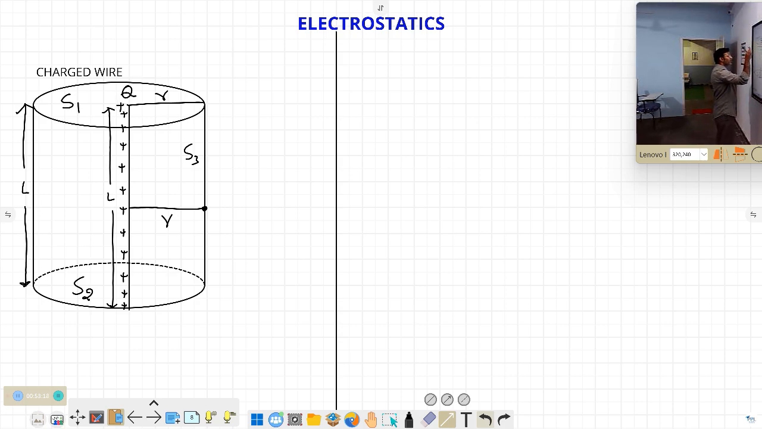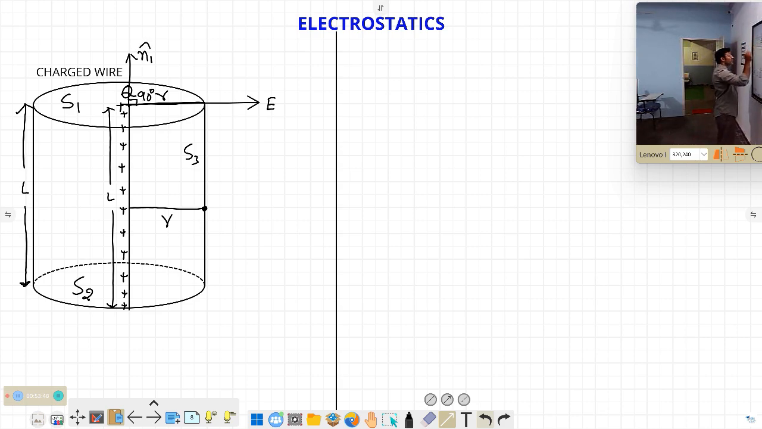That's why the electric field is always in this direction, outward from the point. Because we chose the direction outward, this is the direction of the electric field across this surface area S1. But S1 is a surface area. What is the direction of the area vector? This is the direction of the area vector, that is N1. So both are perpendicular to each other.